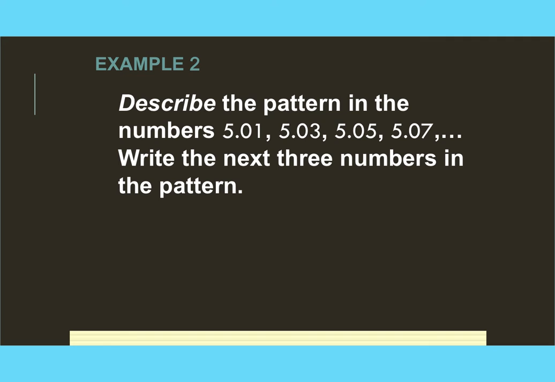Example 2, describe the pattern in the numbers 5.01, 5.03, 5.05, 5.07. What's that pattern? It adds 2 each time. Good. Increasing by how much? 0.02. Write the next 3 numbers in that pattern. So what comes after 5.07? 5.09, then 5.11, then 5.13.